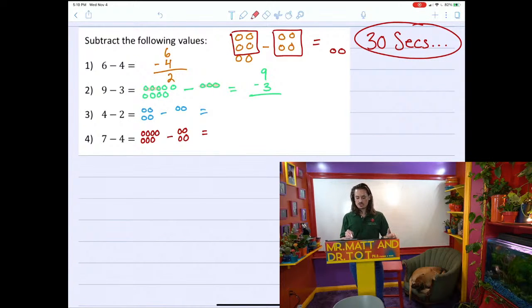So we'd have 1, 2, 3, 4, 5, 6 left over. So 9 minus 3 is going to be 6. So the answer to number 2 is 6.